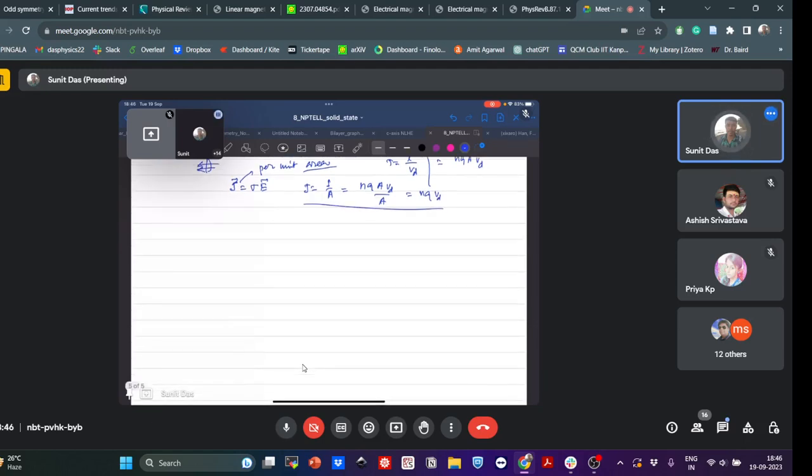Now this is also equal to sigma E. If we focus on these two equalities, what will we get? Sigma equals n q Vd by E, which is n q mu, where we have defined mu equal to drift velocity per unit electric field, so mu is Vd by E. So this is the proof. Now let's move to the next problem based on this.